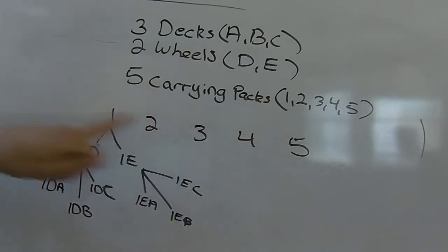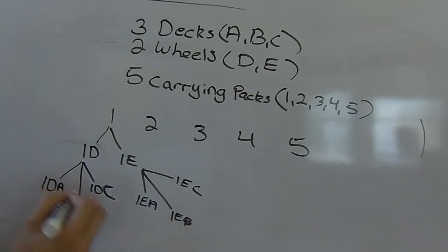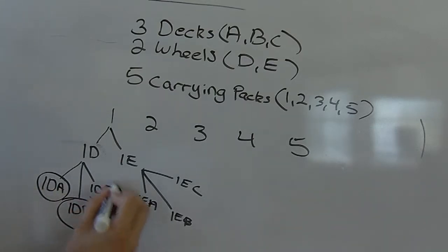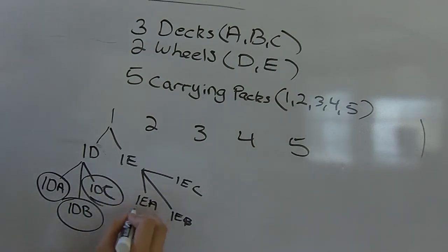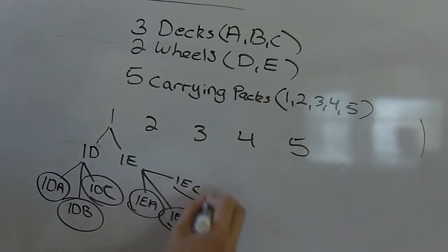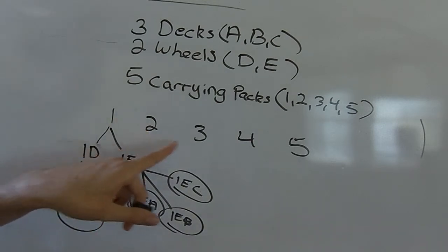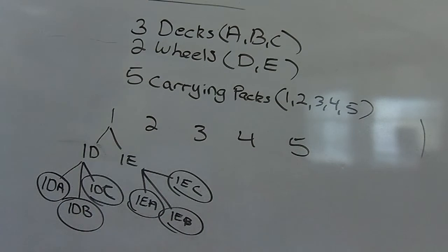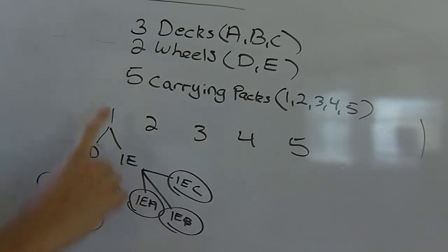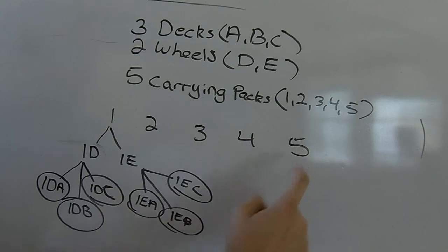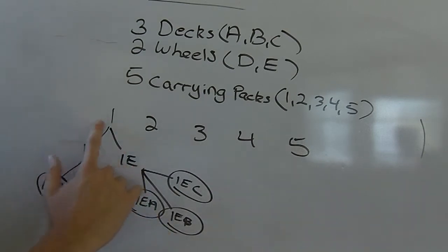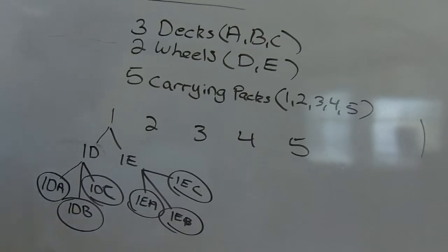So for each carrying pack, if you take a look at the end branches, because those are completed skateboards, pack 1, wheel D, deck A, pack 1, wheel D, deck B, pack 1, wheel D, deck C, and then similar over here for wheel E and pack 1, we have decks A, B, and C. So there's a total of 6 different skateboards for pack 1, which means there are 6 skateboards for pack 2, 6 for 3, 6 for 4, and 6 for 5, which means you have 6 plus 6 plus 6 plus 6 plus 6 for a total of 30 outcomes, or in other words, 6 times 5 for a total of 30 outcomes.